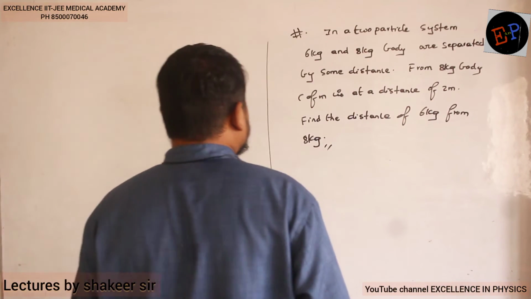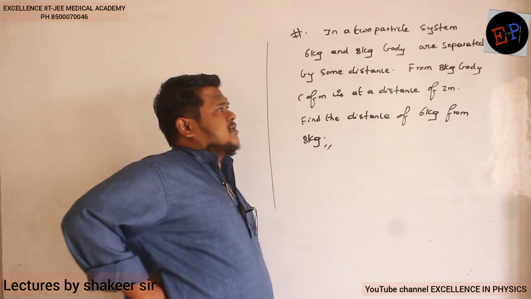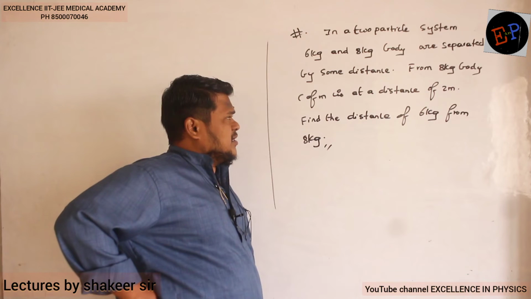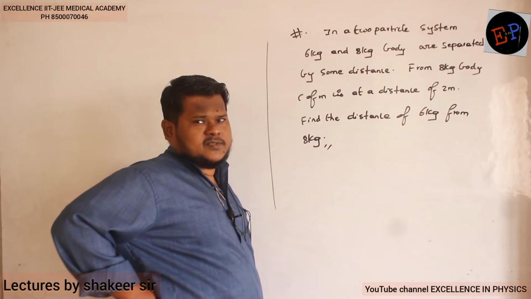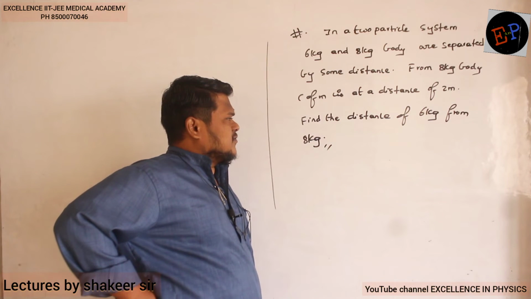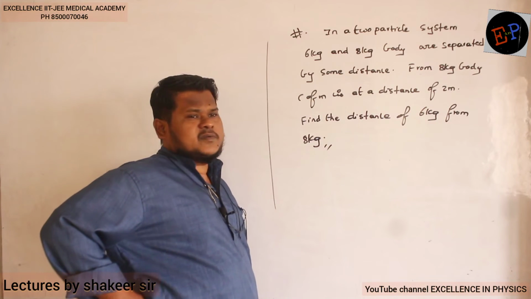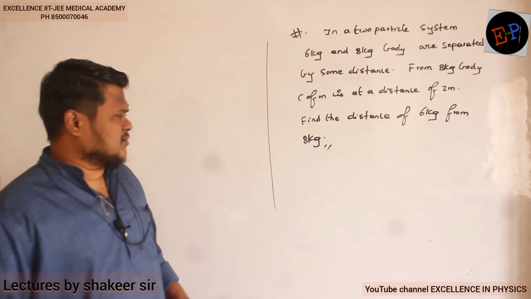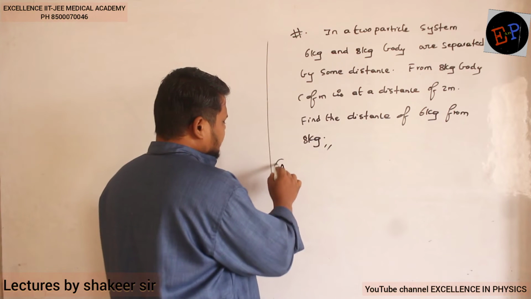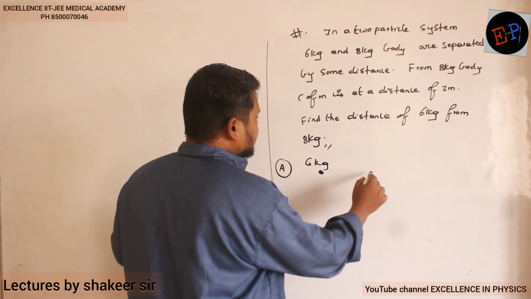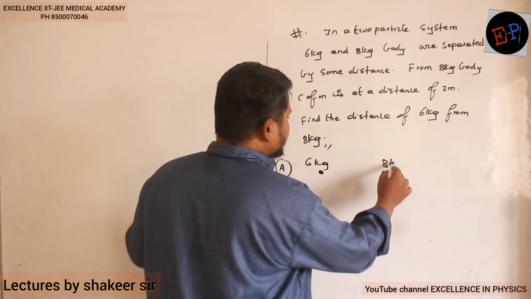In a two particle system, 6 kg and 8 kg bodies are separated by some distance. From the 8 kg body, center of mass is at a distance of 2 meters. Then find the distance of the 6 kg from the 8 kg, that is, the distance between the 6 kg and 8 kg bodies. Let us draw the diagram first of all. Consider this is the 6 kg and this is the 8 kg body.